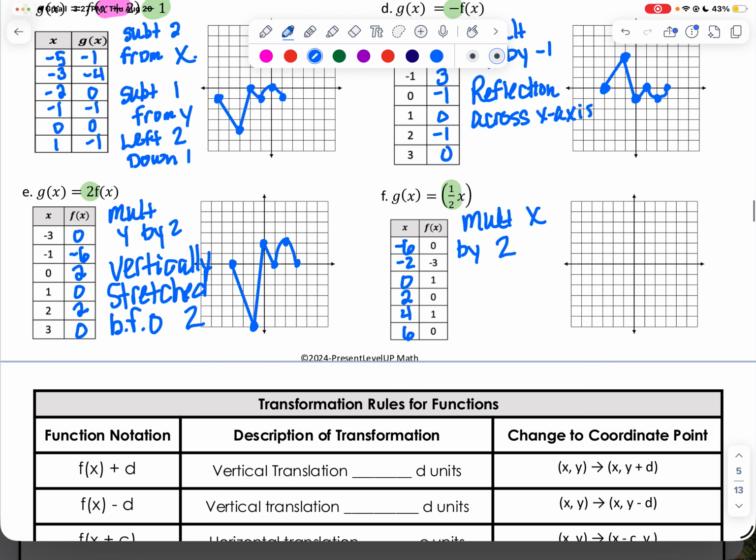All right, now let's plot this. -6, 0. -2, -3. 0, 1. 2, 0. 4, 1. And 6, 0. So our new function looks like this.